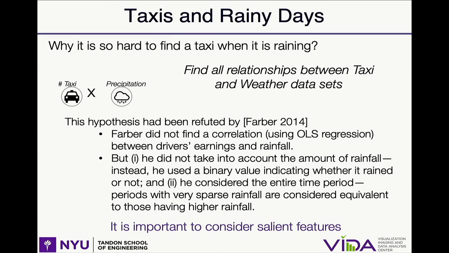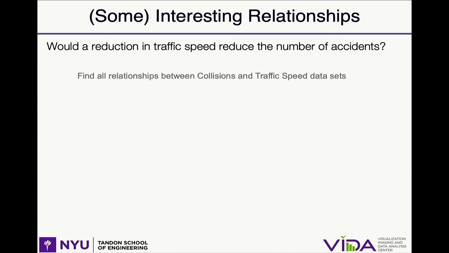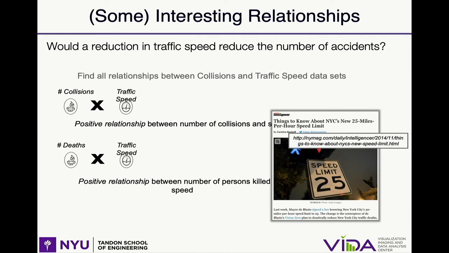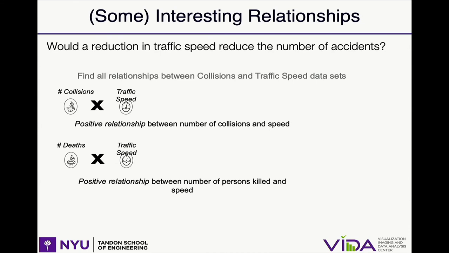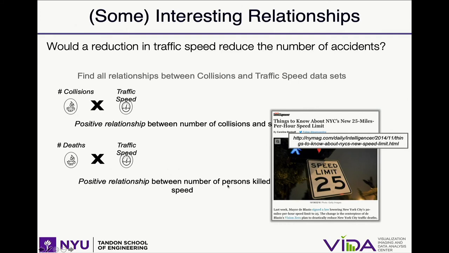Another example we looked at was the reduction of traffic speed and the number of accidents. We did that because in New York City, they have implemented Vision Zero, based on the hypothesis that if you reduce the traffic speed, you're going to reduce the number of accidents and fatalities. And we do see a positive relationship between collisions and speed, as well as persons killed and speed, which indicates that the reduction in traffic speed is a good policy. It's likely to improve these indicators.